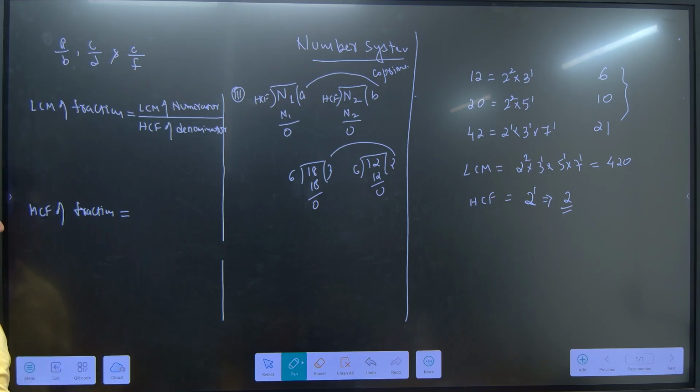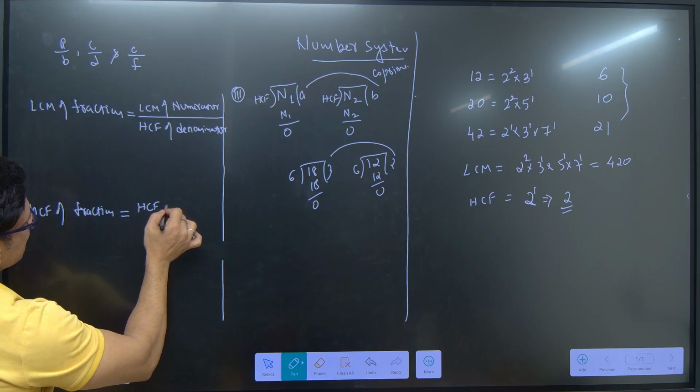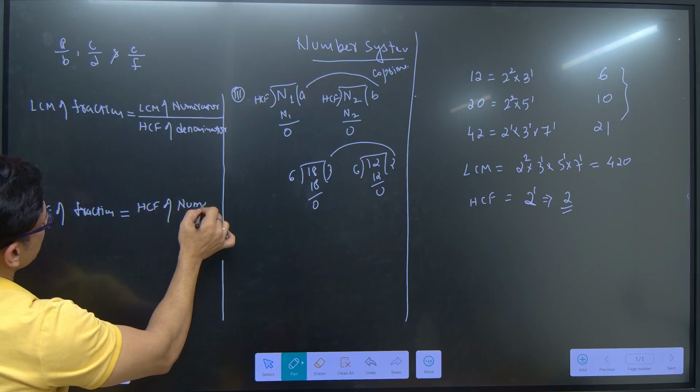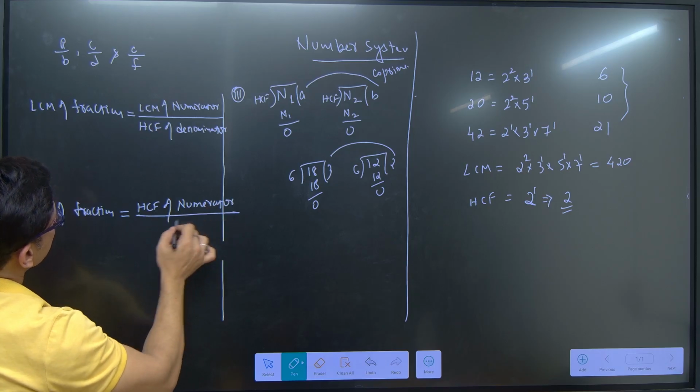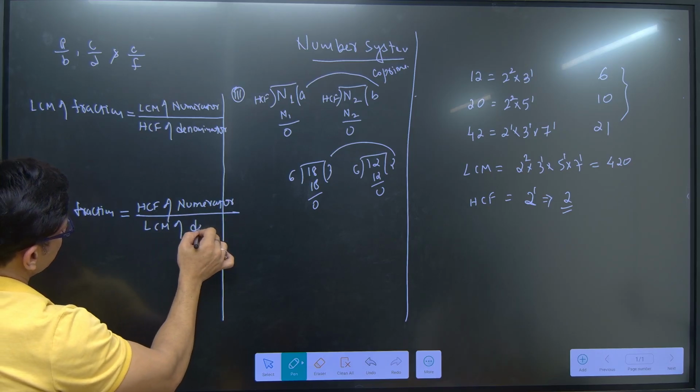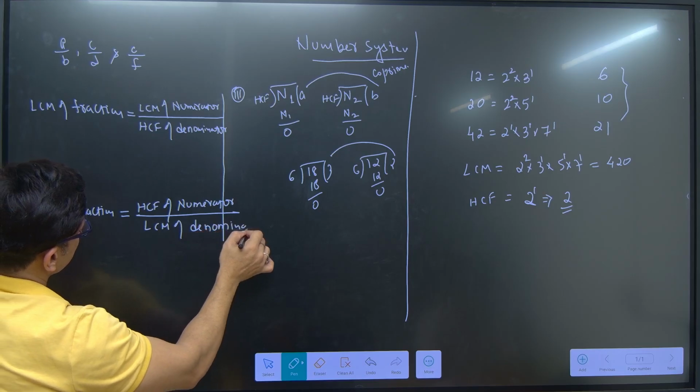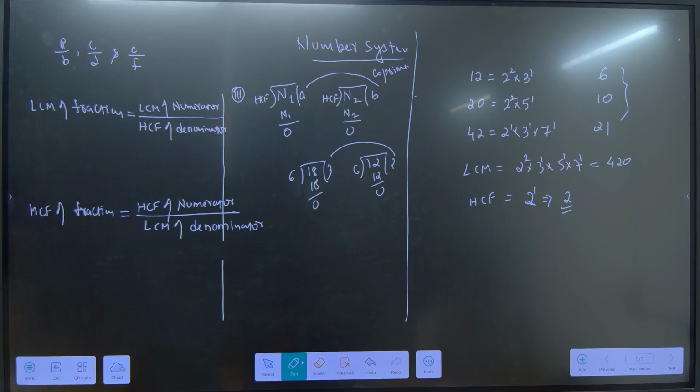And if you have to find out HCF of fractions, it is HCF of numerators divided by LCM of denominators. If you have to find out HCF, then HCF of numerator, and its inverse, LCM of denominator. If you have to find out LCM of fractions, take LCM of numerators and LCM of denominators. Clear? Only the formula you should need.